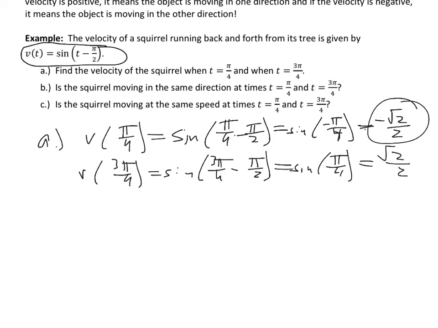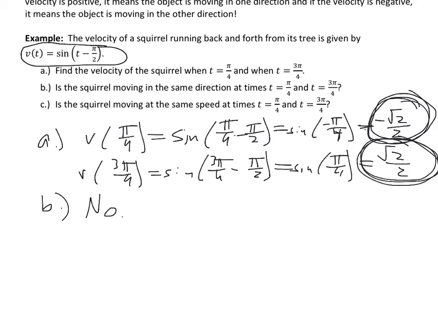Okay. Now part B, and I may have already sort of given this one away a little bit, but I want you to check and make sure that you understand it on your own. So is the squirrel moving in the same direction at these two times? And the answer is no, right? No, it's not moving in the same direction, because for one of them, the velocity was negative, and in the other one, the velocity was positive. And we know that when velocity is positive versus negative, those things are moving in different directions.